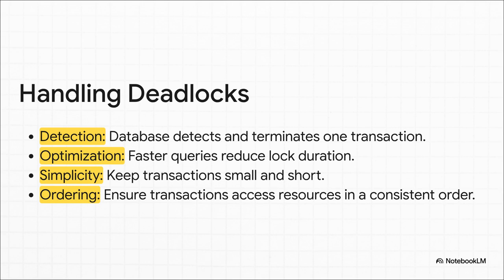So how do we fix this? Well, the database has its own solution. It detects the deadlock, picks one transaction as the victim, and just kills it. Problem solved, I guess. But our real goal as developers should be to prevent deadlocks in the first place. We can do that by keeping our transactions short and fast, and most importantly, by making sure all our transactions access resources in the exact same order to avoid that circular waiting game.